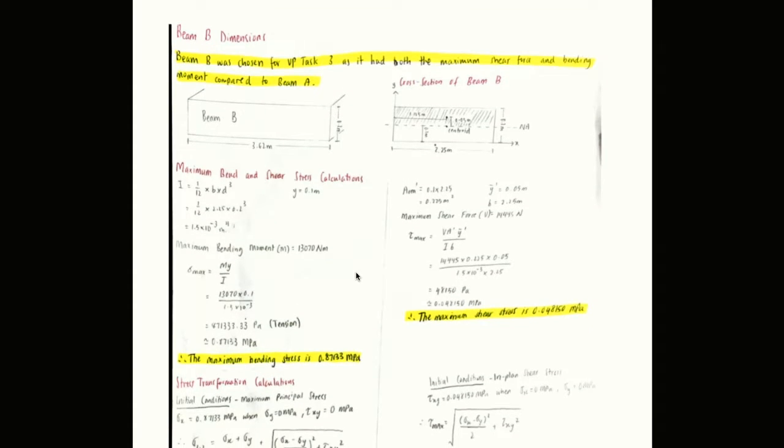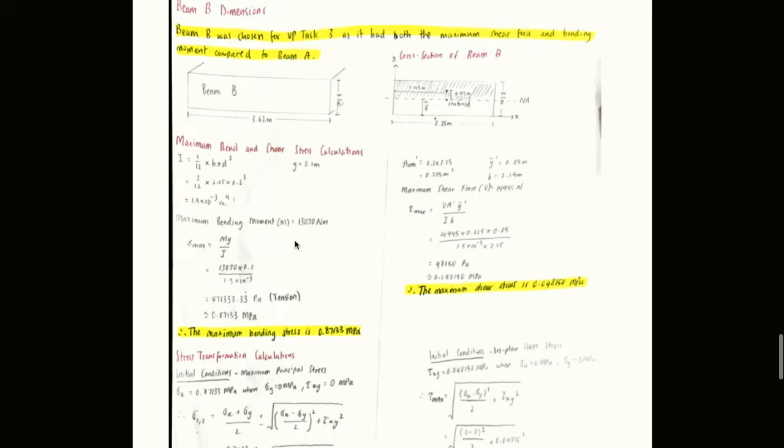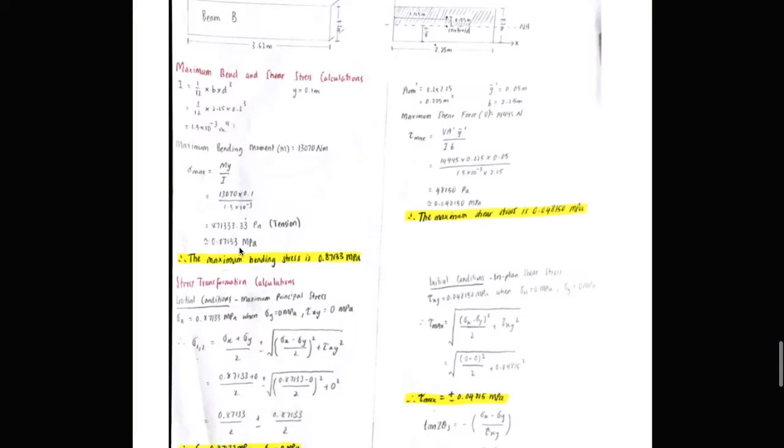I sketched the cross-section of the beam with the neutral axis halfway through horizontally at 0.1 meters. To calculate the max bending stress, I used the max bending moment calculated from VP Task 2, which was 13,070 newton meters, the distance between the max bending stress and neutral axis, which was 0.1 meters, and the moment of inertia of the cross-section. The calculated max bending stress came to 0.87133 megapascals.